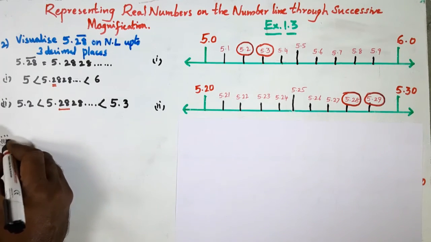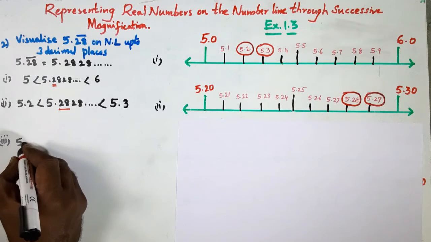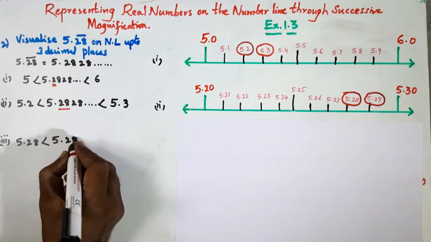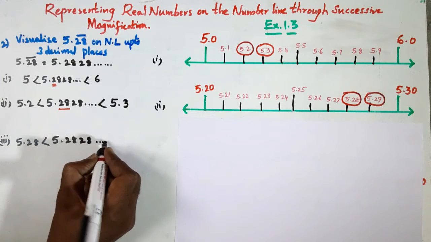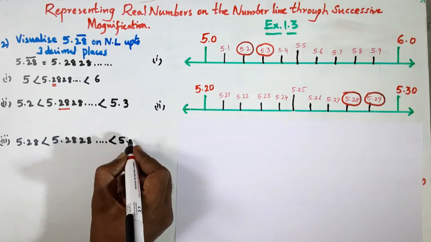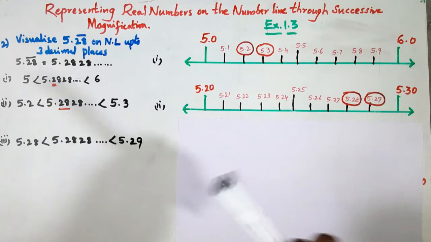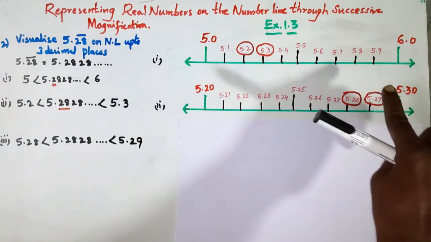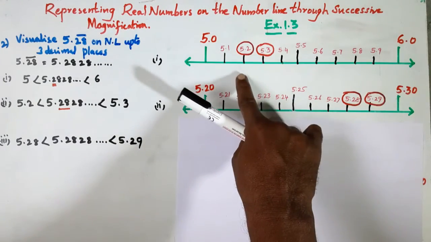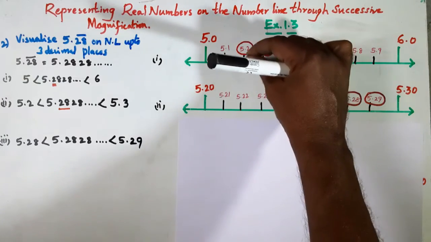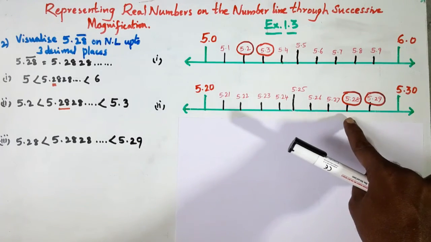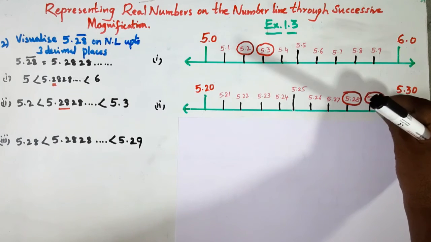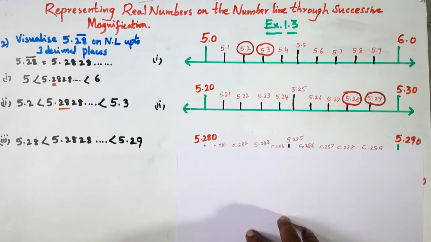So what is the third one? 5.28 is less than 5.2828, and so on, less than 5.29. Okay, so here we are zooming the image: first 5 to 6, then again zoom it, we got 5.2 and 5.3. Again zoom this one, you are going to get 5.28 and 5.29. Again if you zoom 5.28 to 5.29, you are going to get this one.